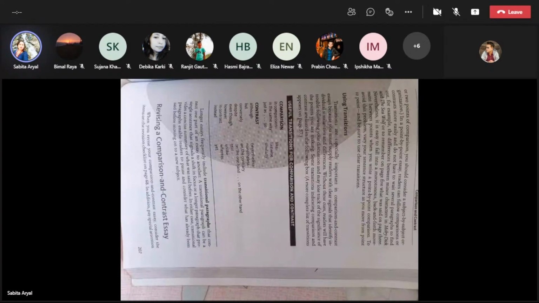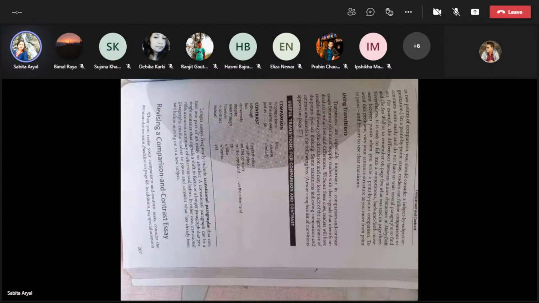Transitions are especially important. के transitions भनेको. Transitions are especially important in comparison and contrast essays because you must supply readers with clear signals that identify individual similarities and differences. So, clear signals are used गर्ने which will identify individual similarities and differences. Without these clues, readers will have trouble following your discussion and may lose track of the significance of the point you are making. Some transitions indicating comparison and contrast are comparison र contrast.